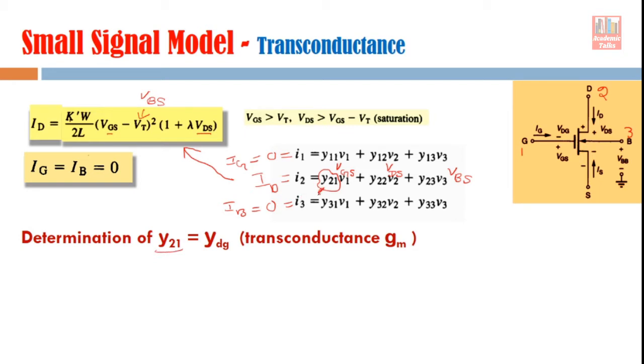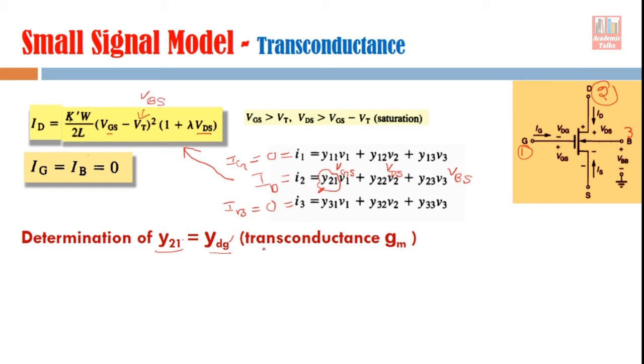Now Y21, you can say, 2 means second terminal, drain terminal, and 1 means first terminal, gate terminal. So here also you can see it will be the ratio of I2 and V1. Second terminal current means drain current, and first terminal voltage means gate voltage. So you can write it like this. You can replace this 2 by D, because the second terminal is our drain terminal, and the first terminal is our gate terminal, right? So Y21 or YDG, that is the same thing.